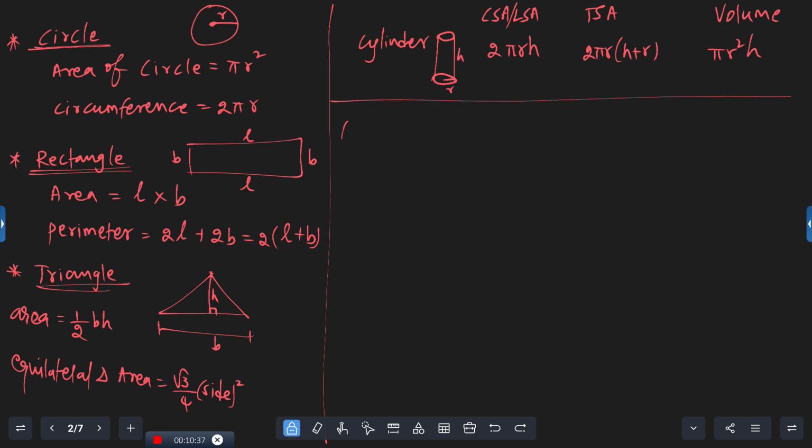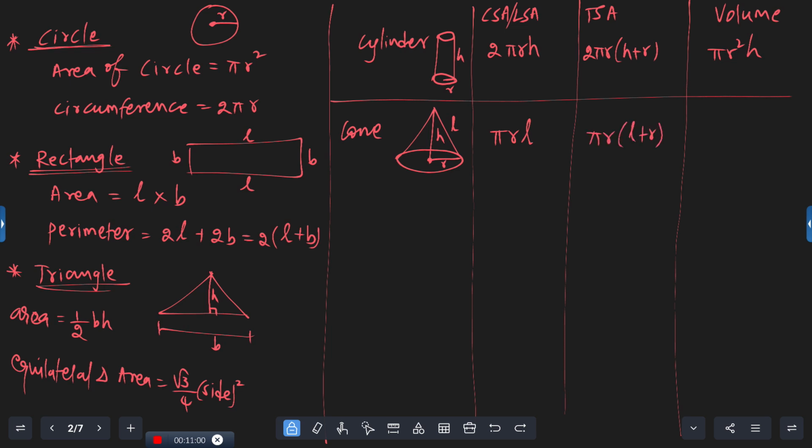Next, cone. What is the lateral surface area, the curved surface area? Lateral surface area is pi r l. Total surface area is pi r into (l plus r). Volume is 1 by 3 pi r square h. Cone.